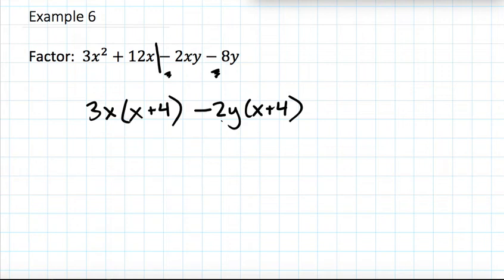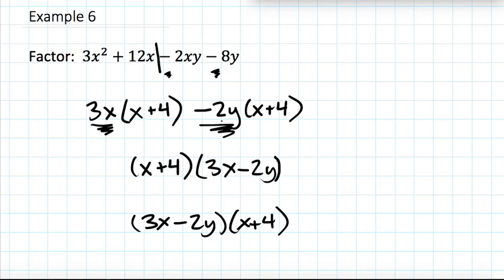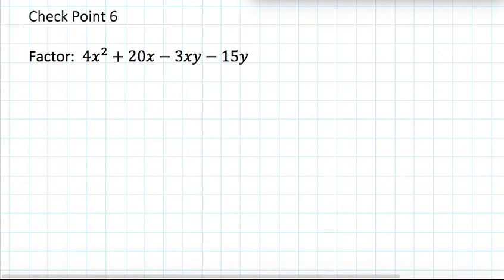So now all I have to do is write it in factored form. x plus 4 is going to be one factor, and then 3x minus 2y is going to be the other factor. The order that you type these parentheses in doesn't matter. So when you're doing the homework, if you were to type in 3x minus 2y first and then x plus 4, that's completely fine. You can switch the order of the sets of parentheses, and that doesn't make a difference in the problem. So what you should do next is checkpoint problem number 6. Do this problem in your notes, check your answer, and then you can move on to the homework.